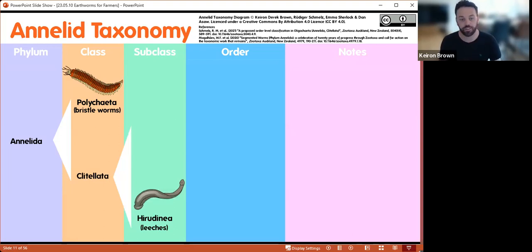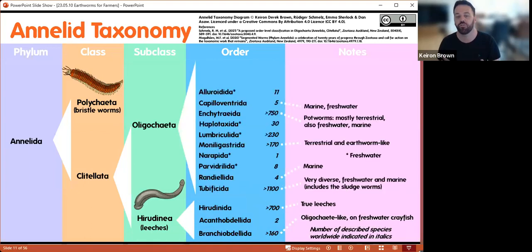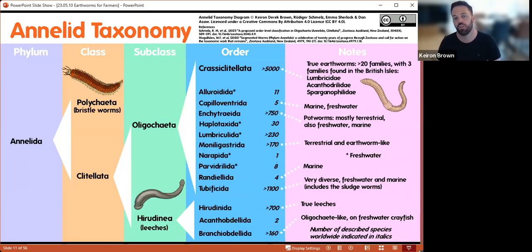The Clitellata breaks up into the leeches, the Hirudinea, very different from earthworms in terms of their diet and the way they feed, and the fact that some of them have teeth. And you've got a number of different groups within there. And then you've got the oligochaetes. Now, the oligochaetes are the biggest, most diverse part of the annelids. They include lots of things that live in the water, in freshwater and in marine environments, and a few things that live on land as well. But the thing that we're interested in is the Crassiclitellata.